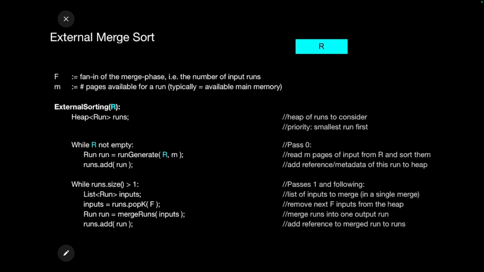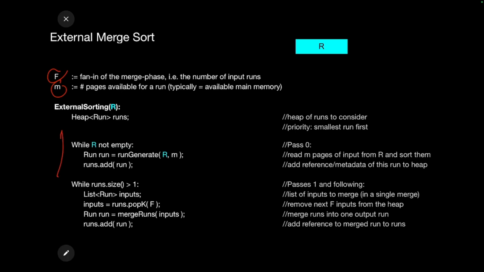So here's pseudocode for that, just to warm you up a little bit for the implementation. We have this fan-in of the merge phase, as shown on the board. The number of pages available, m, also determines the maximum fan-in. And then we have these two phases. So this is the run generation phase.